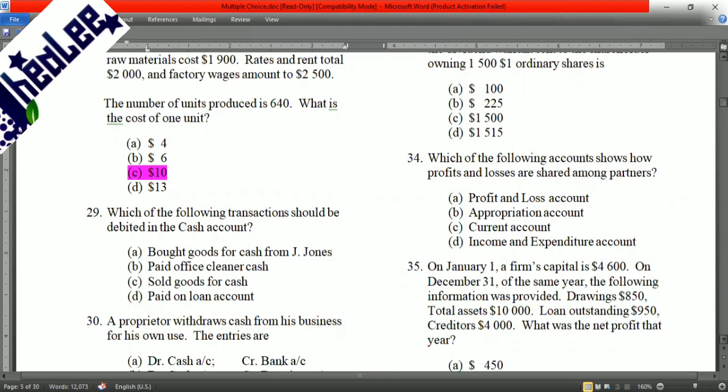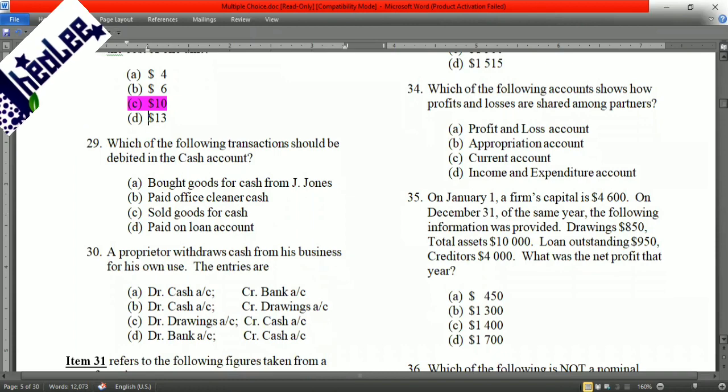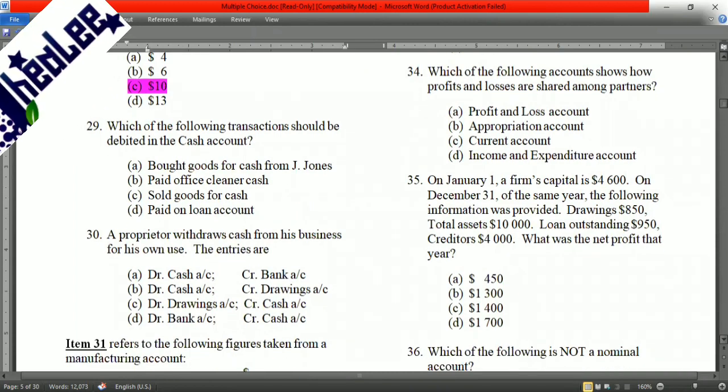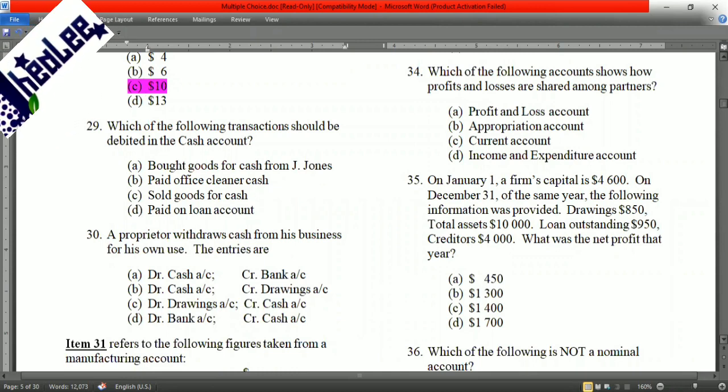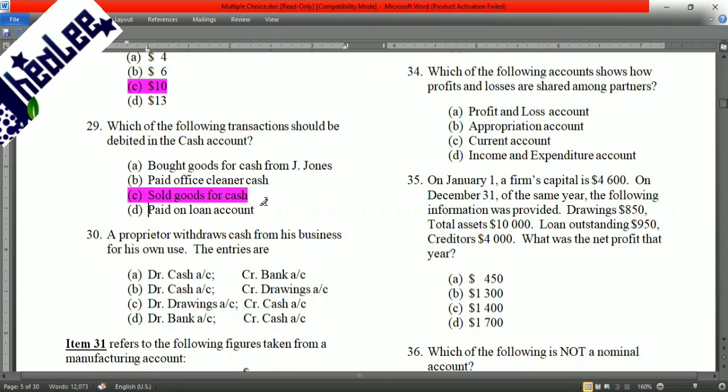Number 29, which of the following transactions should be debited in the cash account? So we're looking for the transaction that caused an increase in the cash account, a transaction that resulted in a receipt of cash. So our response would be C, which is sold goods for cash. The goods that you have sold, you would have received the cash in return for that, in exchange for it. So therefore, that would be an increase in the cash account and thus debited.